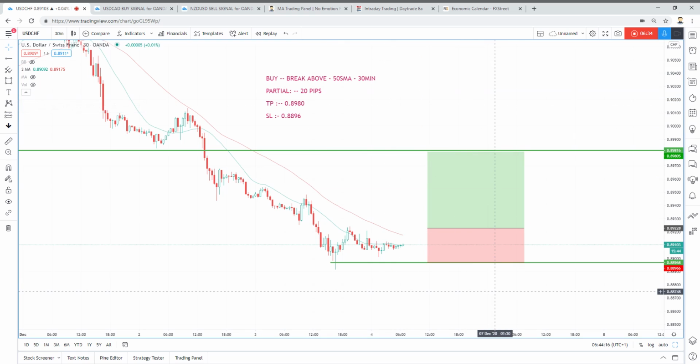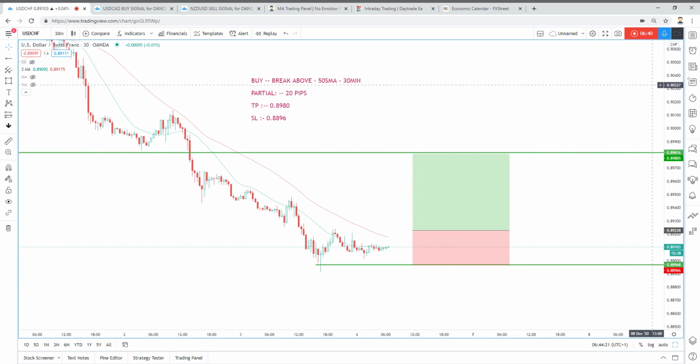Anyway, for now we are looking only for a buy setup in USDCHF.